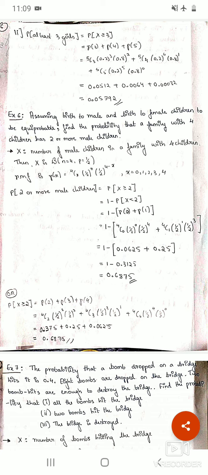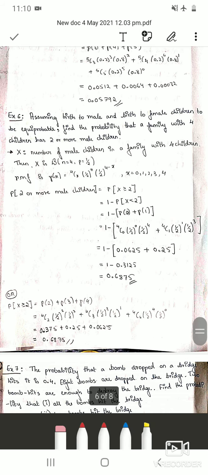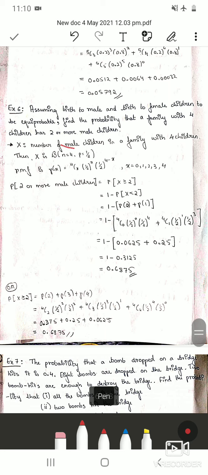In some questions they might give the probability of a male child as 0.4 or 0.6, or they might give 1 by 2 or 0.5. Here they have given a statement which states the probability is equiprobable, so in such cases you have to take p as 1 by 2. Now x is the number of male children in a family with 4 children. If they had asked for 2 or more female children, then x would denote female children. So x follows a binomial distribution with parameters 4 and 1 by 2.